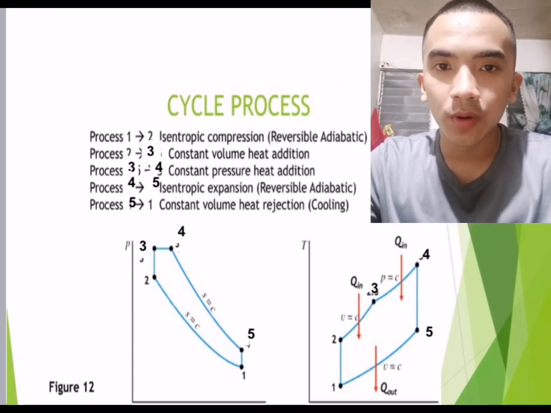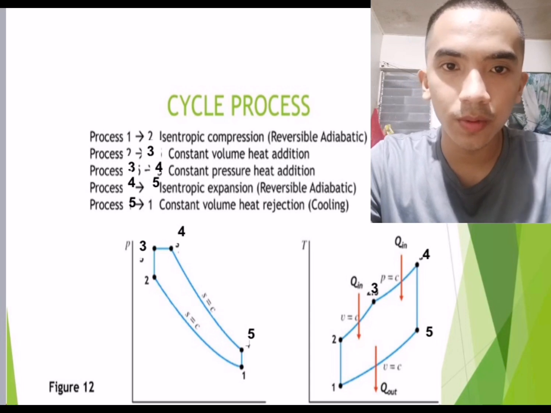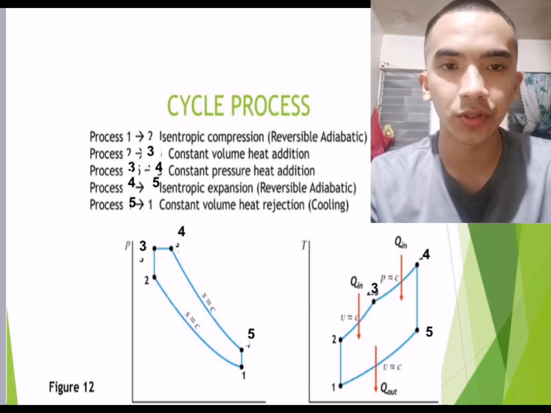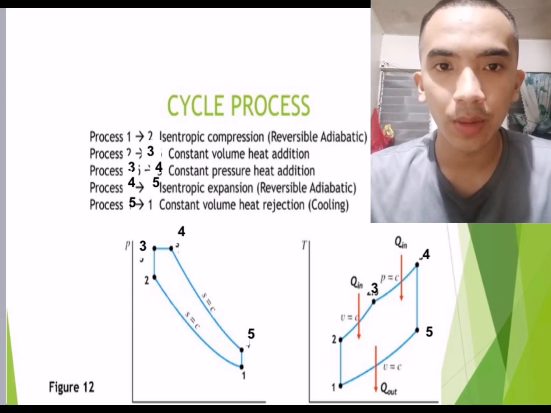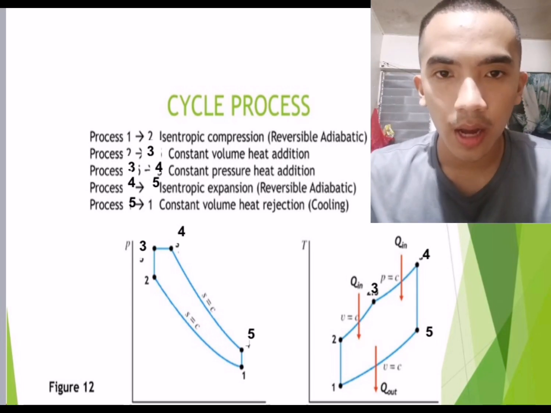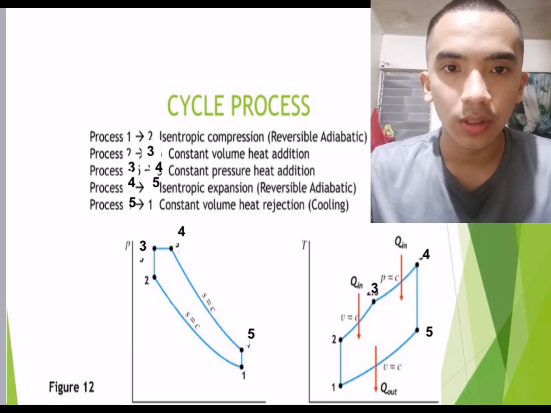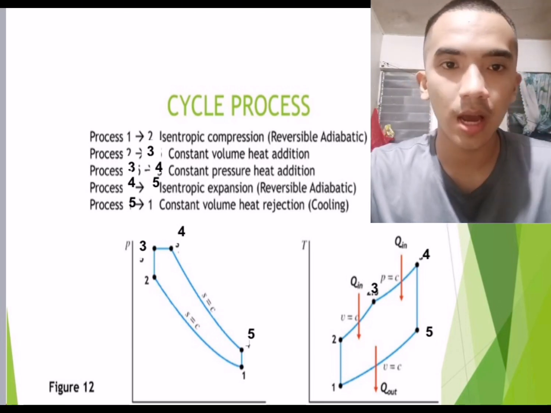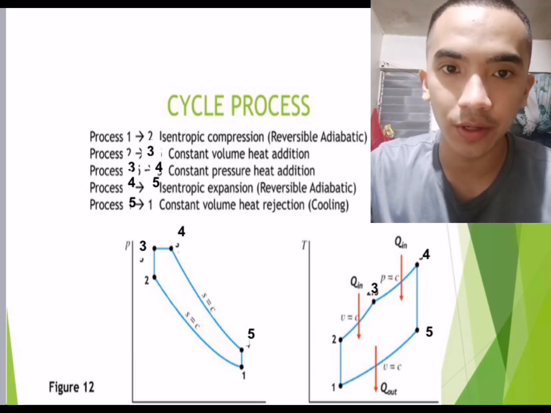The dual cycle consists of 5 processes, visualized best using pressure-volume and temperature-entropy diagrams. So for the isentropic compression, state 1 to state 2, the air-fuel mixture is compressed adiabatically and reversibly, increasing pressure and temperature.